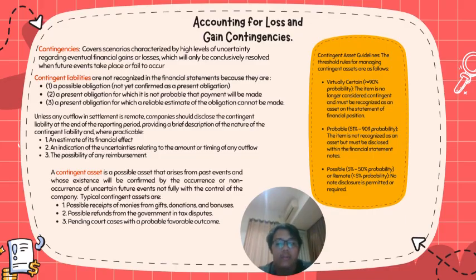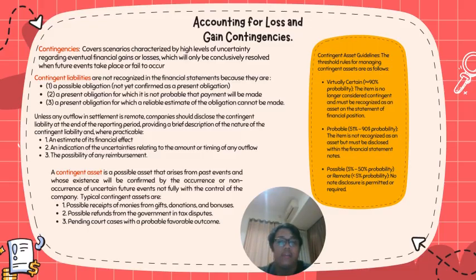Moving on, now I'm going to be explaining about contingent assets. It is a possible asset that may come from a past event and whose existence will be confirmed by the occurrence or non-occurrence of a certain future event that is not fully within the control of the company. The common contingent assets are, firstly, receipt of monies from gifts, donations, and bonuses. Secondly, refund from government in a tax dispute. And thirdly, pending court cases with a probable favorable outcome.